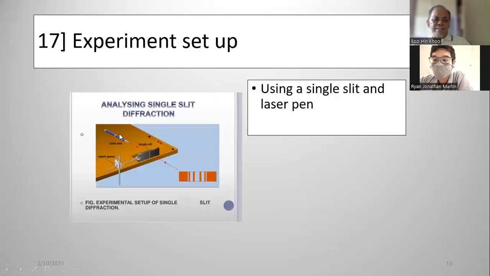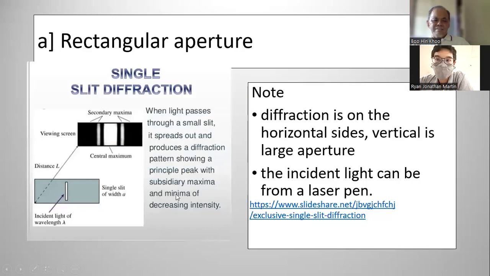You can use your pen light laser, and this is your single slit. That's what we will observe. We are interested in the center one only. The two side ones are less intense. The intensity is here at the center one. Diffraction is on the horizontal side. Vertical is the large aperture, so no diffraction on this side. Diffraction is horizontally this side.